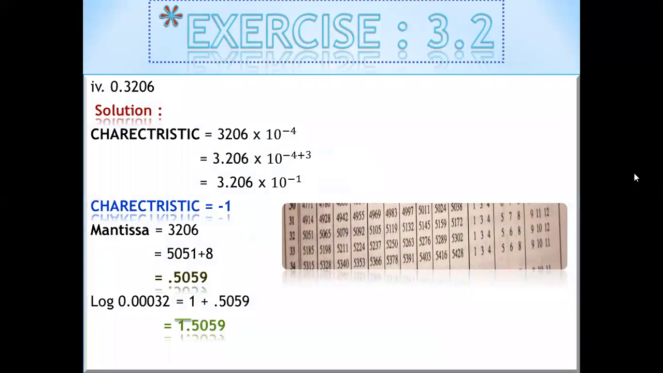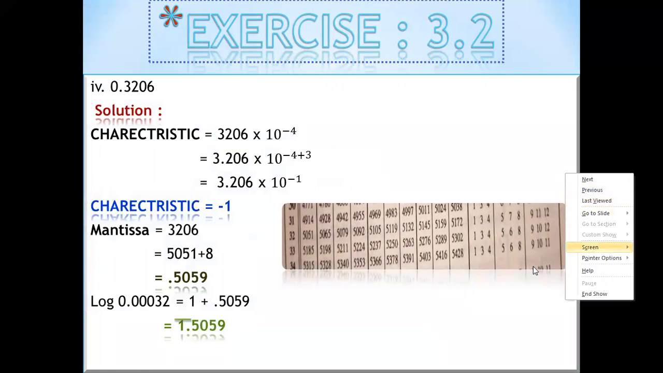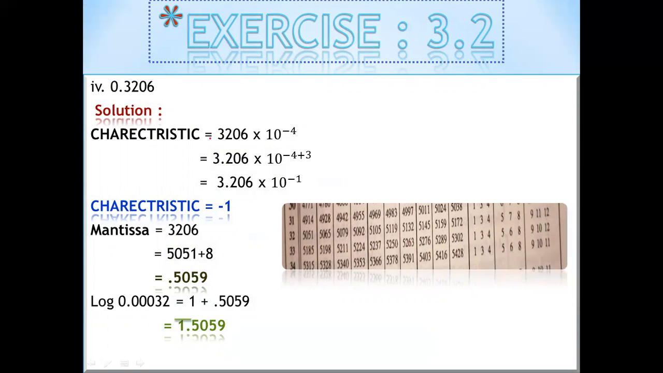The fourth part of this question, again the number starts with the decimal, 0.3206. It means that again we have the characteristic minus. When we convert into the scientific notation, the characteristic will become minus 1. Now is the turn of the Mantissa. After 32, we have 0 there. It means we check 32 in the column of 0. This is 5051, but we have a number after the 0, which is 6.